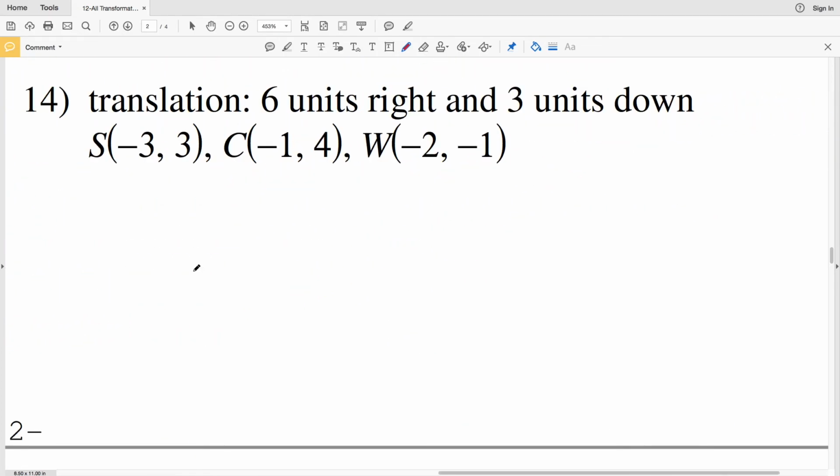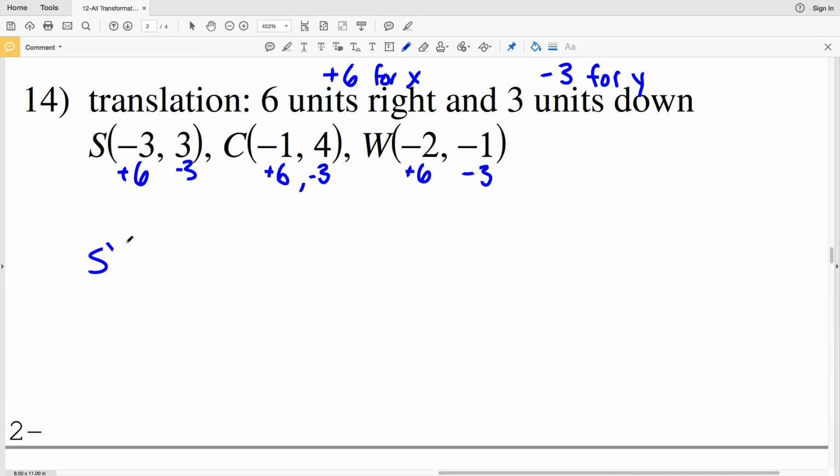And now onto the last problem. Again, we have a translation. We know we're going positive 6 in the x direction and 3 units down. So this is negative 3 in the y direction. So I'll add 6 to negative 3 and take away 3 from 3. I'll add 6 to negative 1 and take away 3 from 4. I'll add 6 to negative 2 and take away 3 from negative 1.